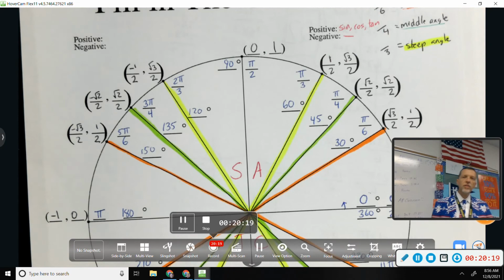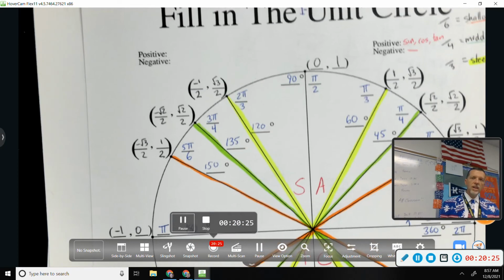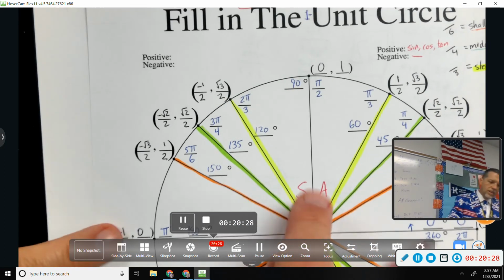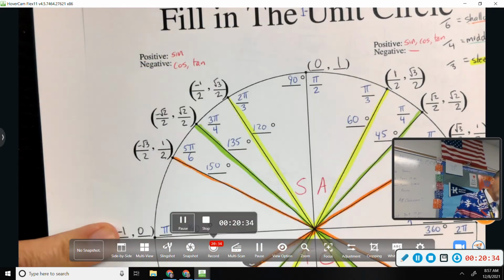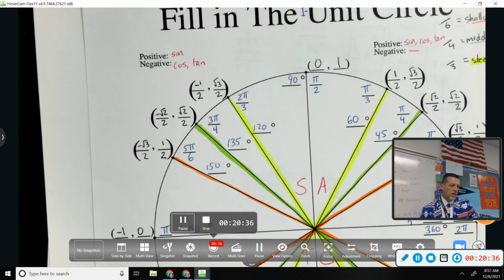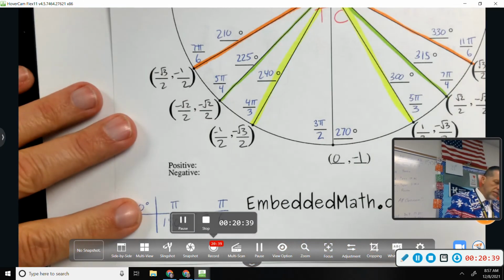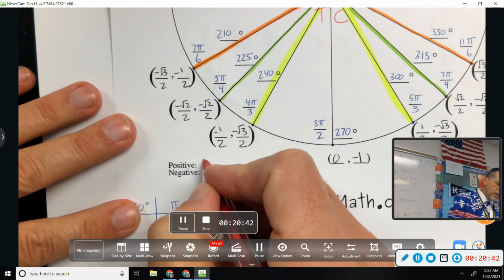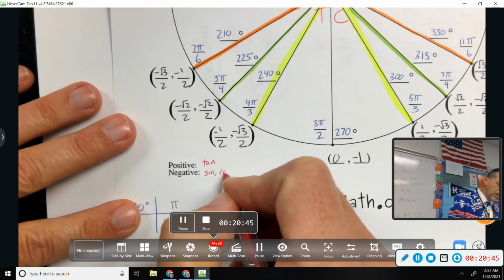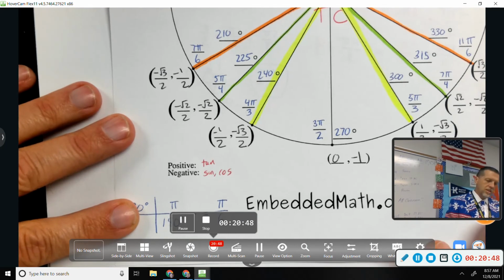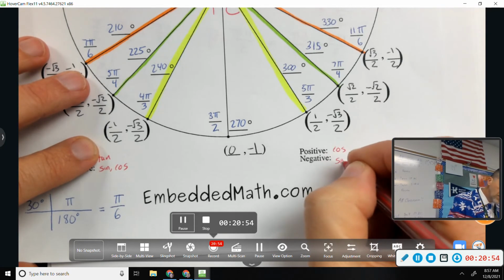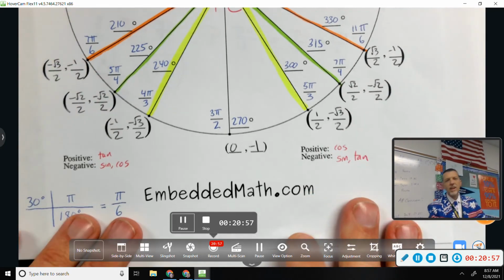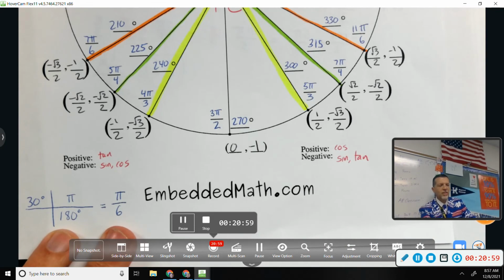In the first quadrant, sine, cosine, and tangent are all positive. In the second quadrant, sine is positive, which means cosine and tangent are negative. Third quadrant, tangent is positive, sine and cosine are negative. And in the fourth quadrant, cosine is positive, sine and tangent are negative. Now we knew that already, so that's sort of a different way of writing the same information.